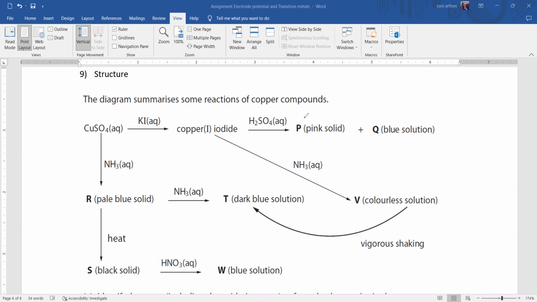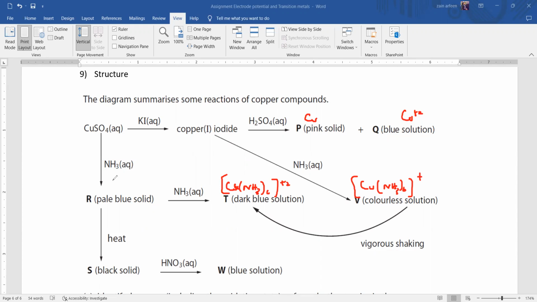So it's a disproportionation reaction. The copper metal is formed and the copper(II) ion is formed. If we add ammonia, it's a colorless solution. It's forming a complex of copper(I). And if we shake vigorously, it will be oxidized to copper(II). The same complex, only the oxidation number changes. As the oxidation number changes, the color of the substance will also change. So it will become copper +2.